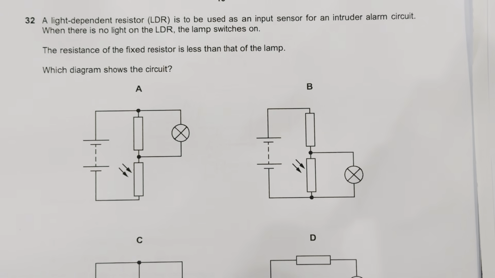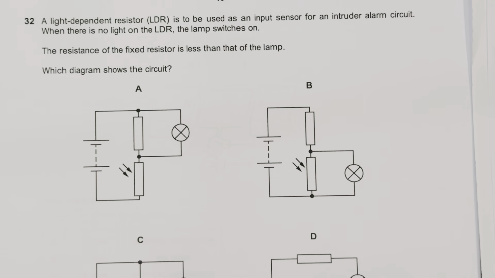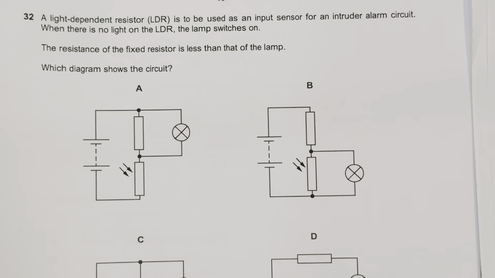A light dependent resistor, LDR, is to be used as an input sensor for an intruder alarm circuit. When there is no light on the LDR, the switch is on. The resistance of the fixed resistor is less than that of the lamp. Which diagram shows the circuit? A, B, C, D.